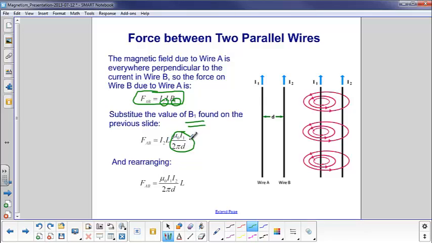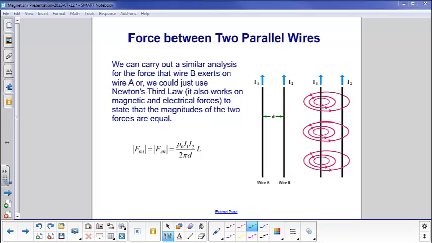I do a little rearranging of this equation to make it look prettier. I put the I's next to each other. And the force that wire A exerts on wire B due to its magnetic field is mu0 I1 times I2 times L divided by 2 pi d.